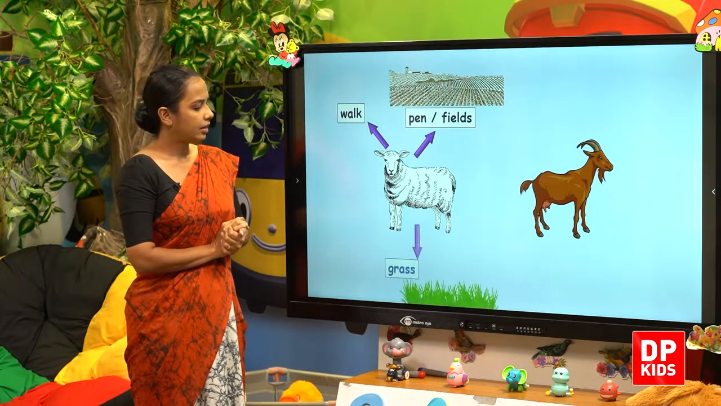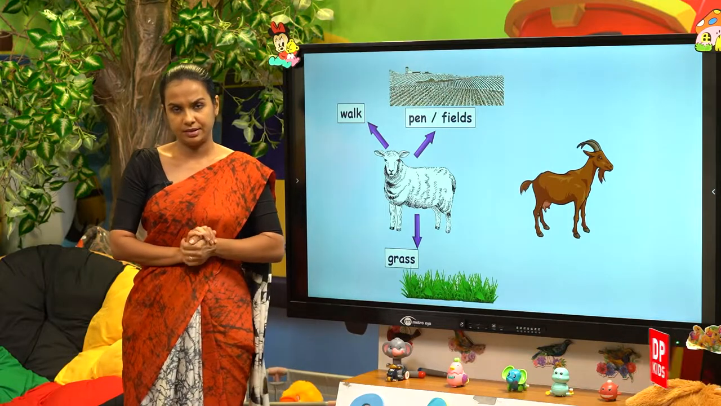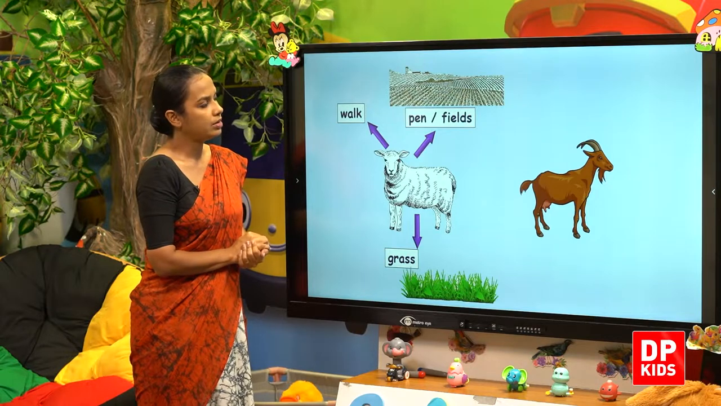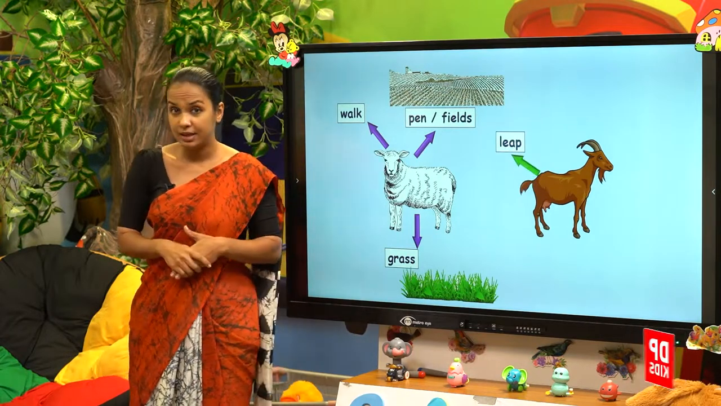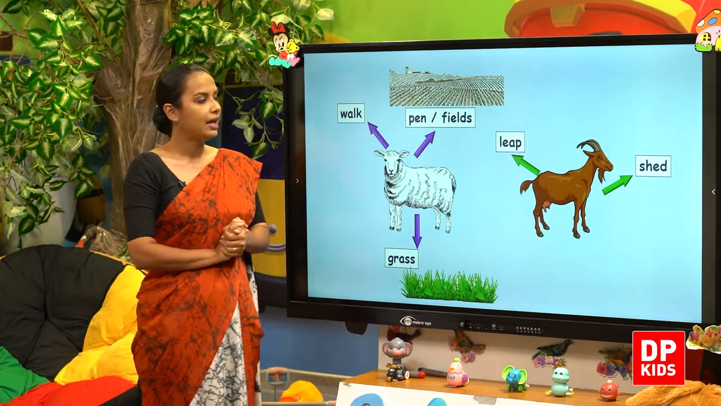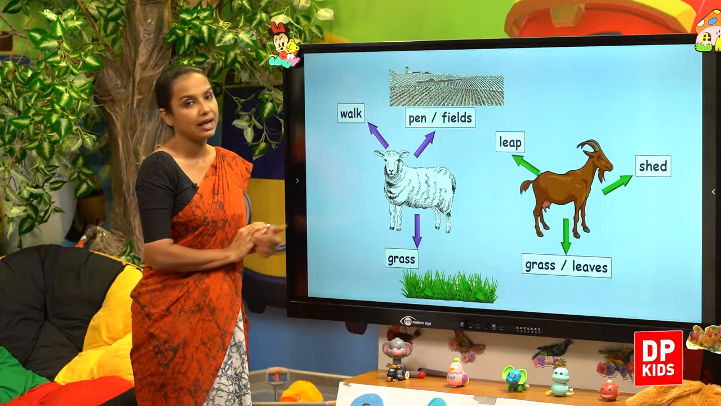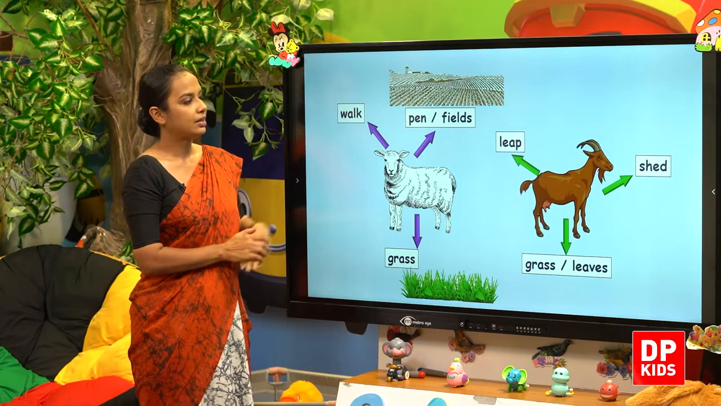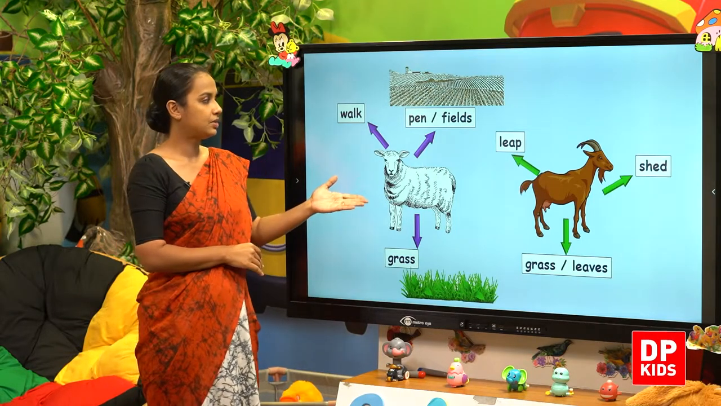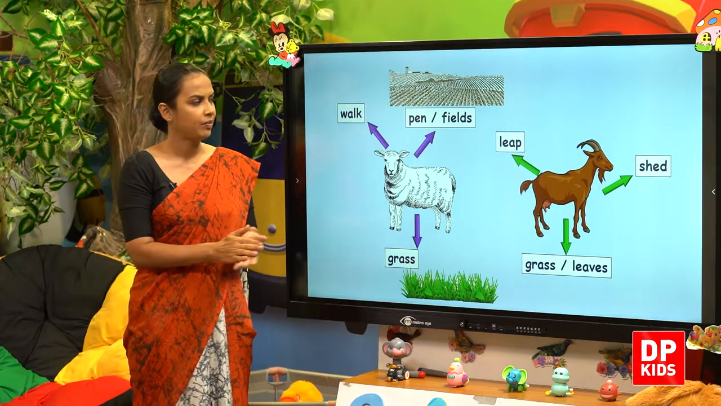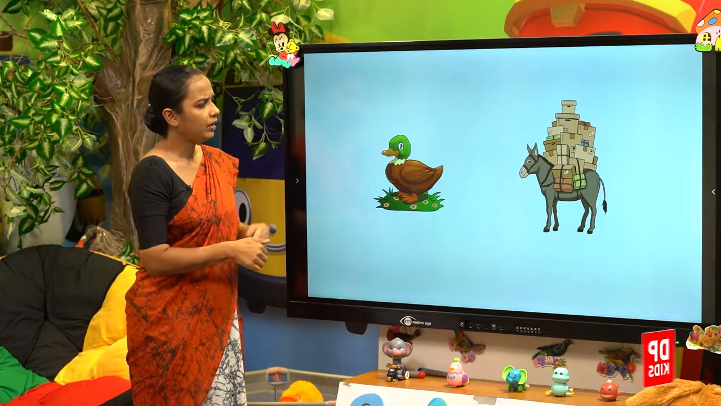Then again they eat grass. So next is the goat. Yeah, they can leap. And also they live in a shed and they eat grass and leaves. So sheep and goats eat grass and leaves. Goats live in a shed and sheep live in pens or fields. Right. Then there are more animals.